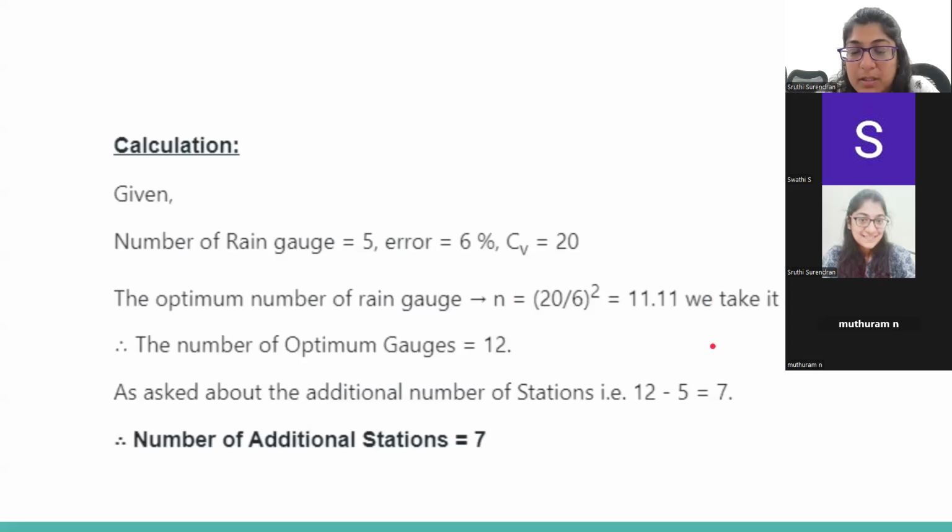So that is not a whole number. So we take it to the next highest number, which is 12. Now already 5 gauges are there. So what we do is we subtract 5 from 12 to get 7. So additionally, along with these 5 rain gauge stations, we have to place 7 more rain gauge stations so that we get optimal measurements for rainfall. So this is how this problem is done.